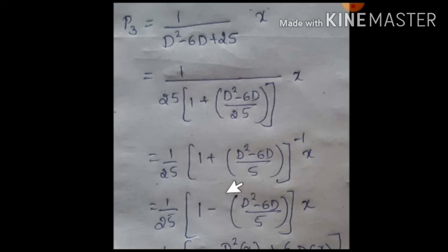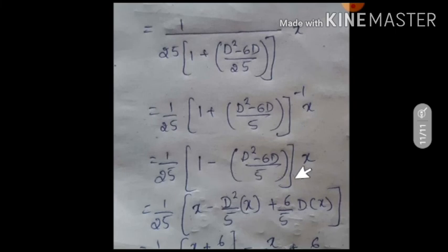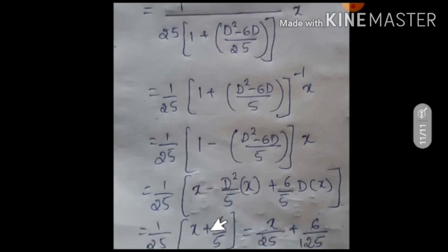So multiply x to the bracket now, minus d square by 5 into x, minus minus plus 6d by 5 into x. So the derivative of x is 1, giving 6 by 5. 2 times the derivative of x is 0. So x plus 6 by 5, we get that answer. Multiply with 1 by 25. This is the P3 one. So write down the complete solution yc plus yp. That step is missed here. You know how to write down the complete solution yc and yp. Substitute the answers of that.